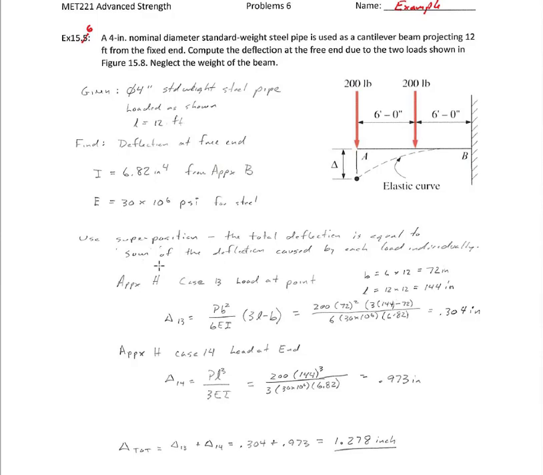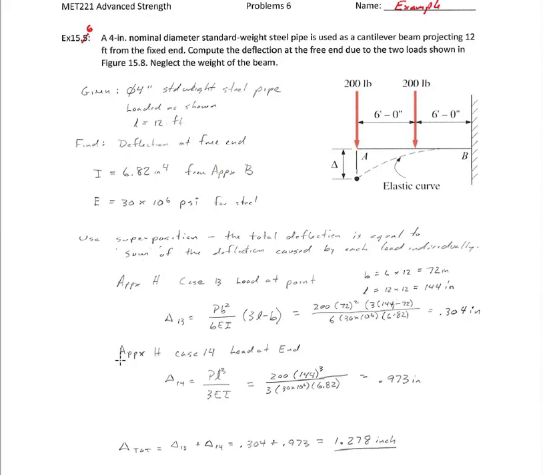So the first thing we're going to do is go to Appendix H. We're going to look up Case 13, that's with the load at the point here. And we're going to write down the equation for the deflection and solve it. So, considering Case 13, and this 200-pound load right here, this beam is going to deflect 0.304 inches at the far end.